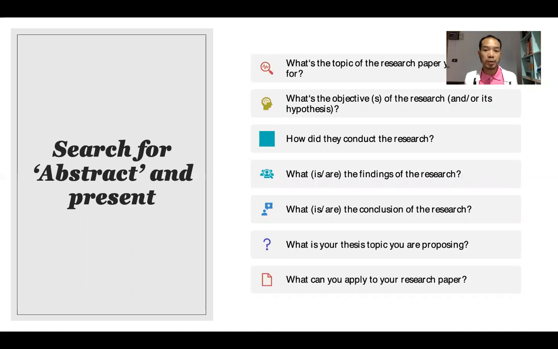Okay, for those who are going to practice presenting a research paper, you should ask these questions when searching for it. The first thing is about the topic you are researching, the topic of the research paper you are searching for.